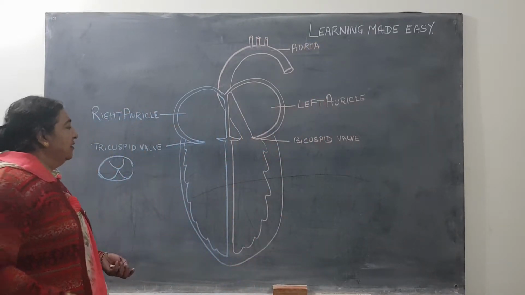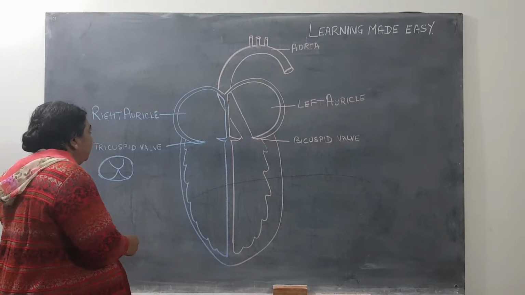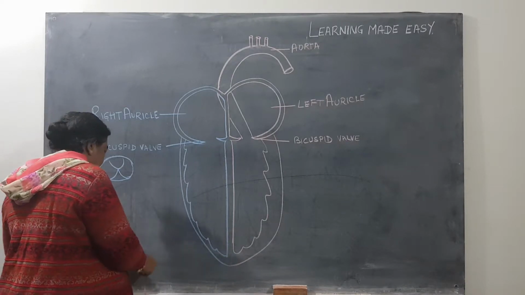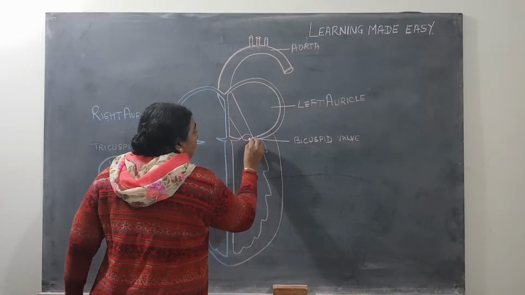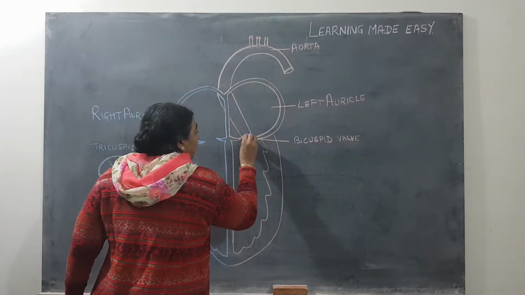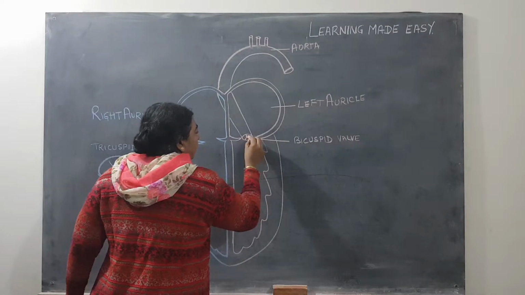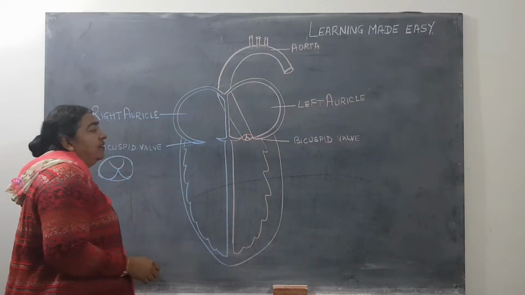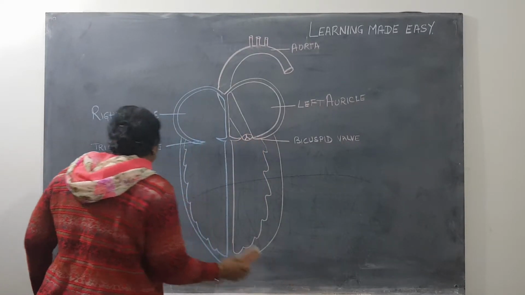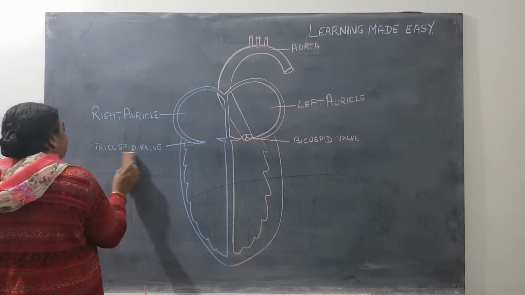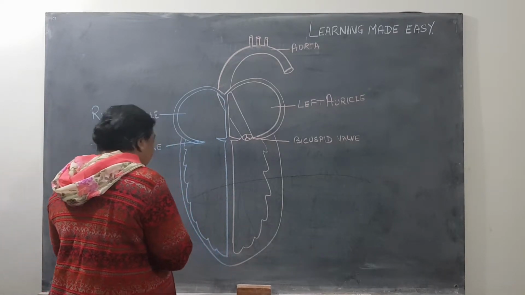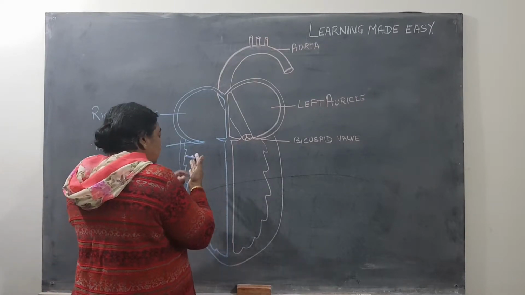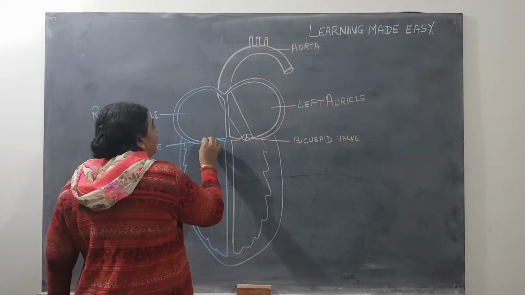On the other hand, that is the right side, the right side again has a big vessel, but this vessel is not a single vessel. It comes out of the heart and divides into two.